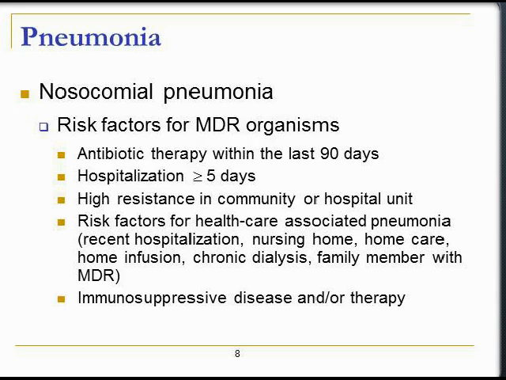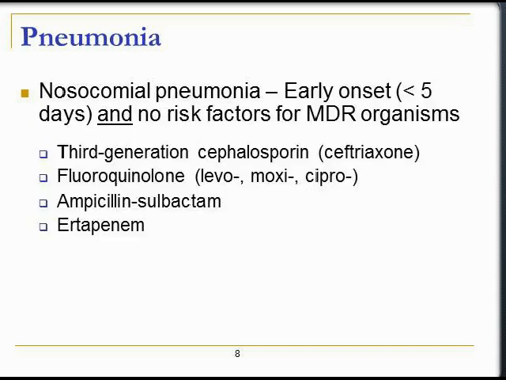So when we talk about the definition of healthcare-associated pneumonia, there's various risk factors, and those are, like I mentioned, on page 5. But they include recent hospitalization within the past 90 days, nursing home, so someone coming from a nursing home, anyone who's had home care or home infusion, anyone on chronic dialysis, or a family member with multi-drug-resistant organisms. And then finally, a patient who has an immunosuppressive disease and or is on immunosuppressive therapy.